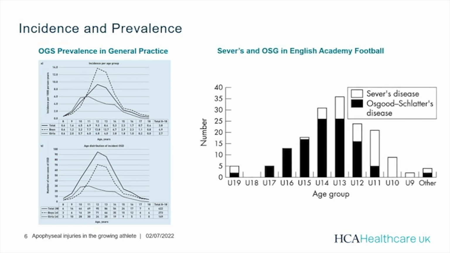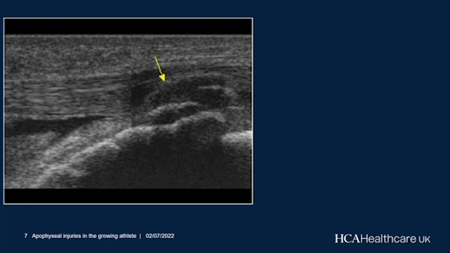This study is looking more to do with fitter and more active adolescents. So it was looking at English Academy football across the country and comparing Severs and Osgood-Schlatters. And again, you can see the primary age groups at risk here are anywhere from the under 14s to the under 12s. And actually Severs is more common in the fitter and active, particularly lower limb sporting population. So it's an important diagnosis not to miss.